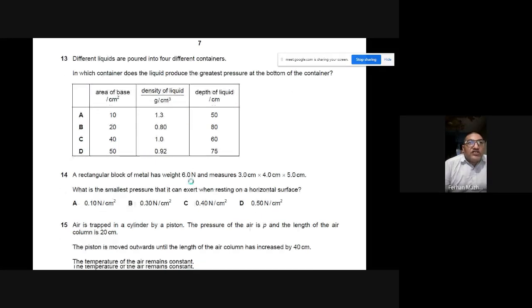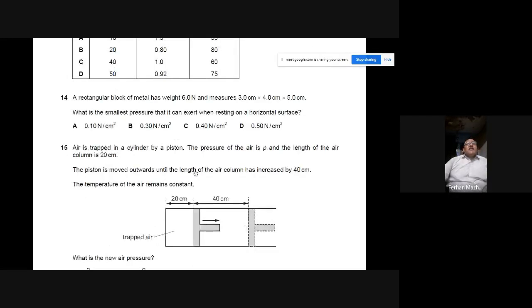Okay, on your screen, question number 14. A rectangular block of metal has a weight of 6 Newton and measures 3 by 4 by 5 centimeter. What is the smallest pressure that it can exert when resting on a horizontal surface? He's talking about a rectangular box, which is a solid, and the pressure of a solid can be found by the weight divided by the contact area with the ground. We want to calculate its smallest pressure, so the contact area must be the largest.